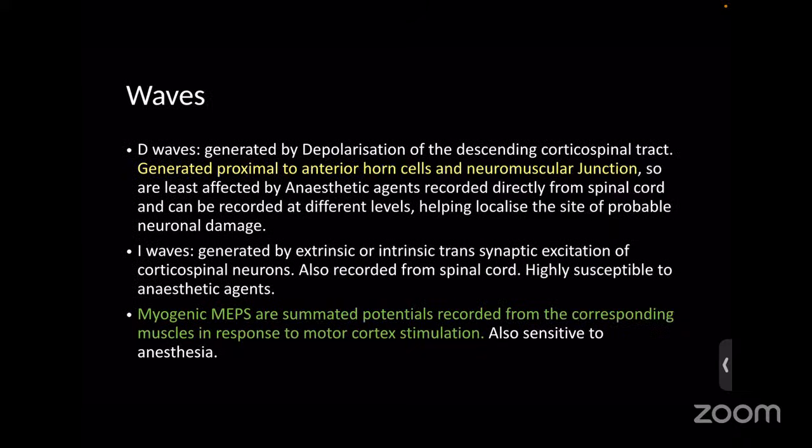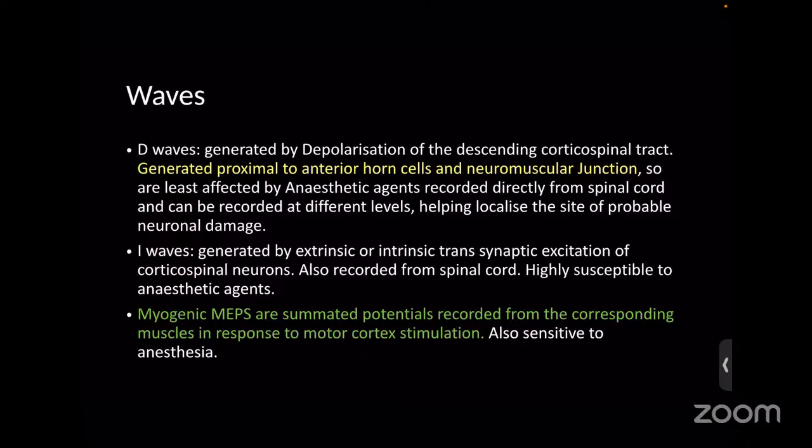So the waves that these produce are the D waves, I waves, and myogenic MEPs. The direct waves, the advantage is that they're generated proximal to the anterior horn cells and the neuromuscular junction. So they're not affected by anesthetic agents, but it is very invasive and it is now mostly only used for intramedullary spinal cord surgeries.